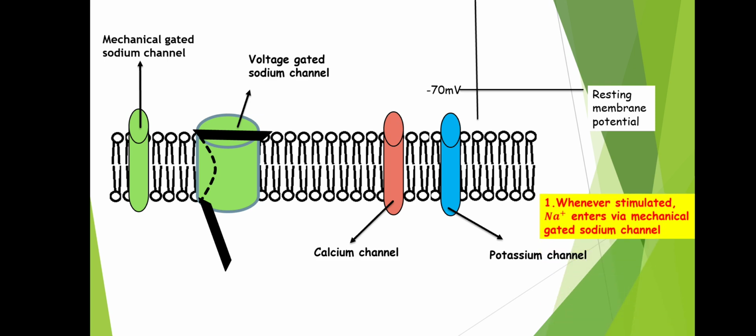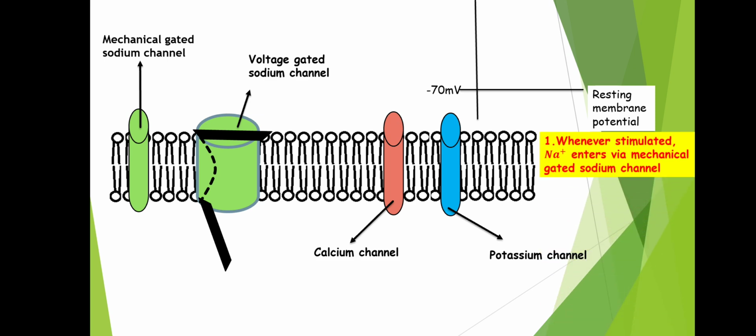Now whenever stimulated, sodium enters via the mechanical gated sodium channel. So via this mechanical gated sodium channel, the sodium will be entering inside whenever this neuronal membrane is stimulated. Now whenever a cation has moved inside, that means positive charges are moving inside. So what will happen to the potential of the membrane? Yes, it will move to the more positive side. So instead of minus 70 millivolt, now the membrane potential has moved to minus 60 millivolt.